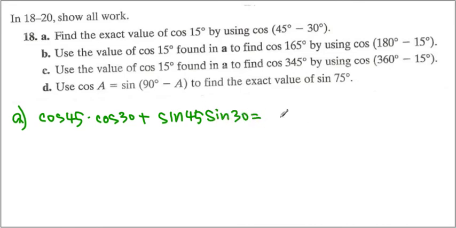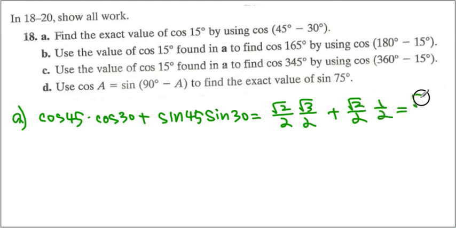Now cosine of 45 becomes radical 2 over 2, while cosine of 30 becomes radical 3 over 2, plus sine of 45 becomes radical 2 over 2 and sine of 30 is 1/2. Then our final answer becomes radical 6 plus radical 2, all over 4. That becomes our answer. How about B?